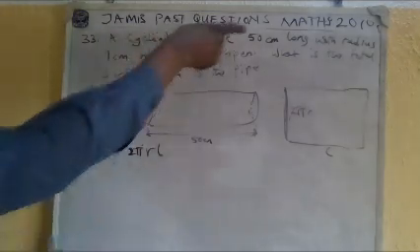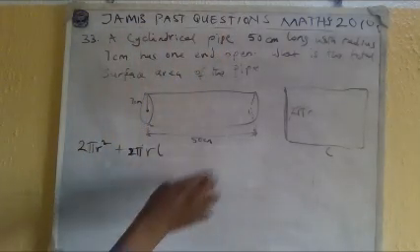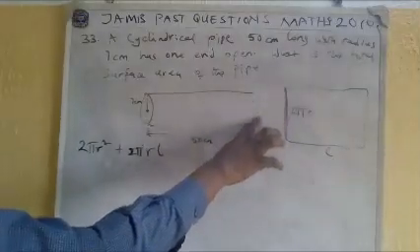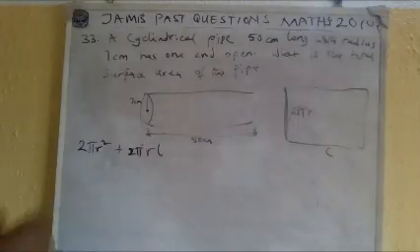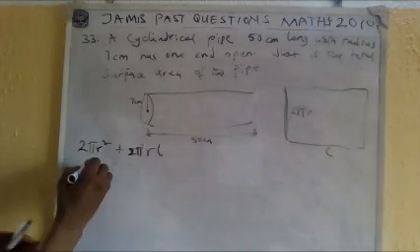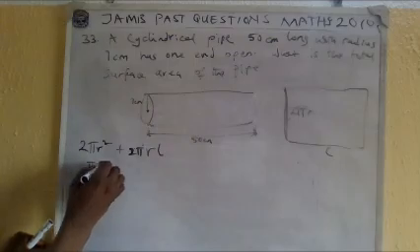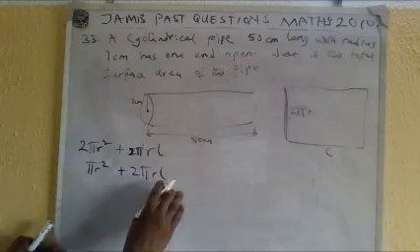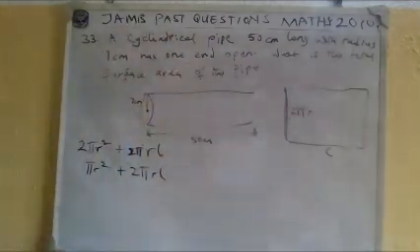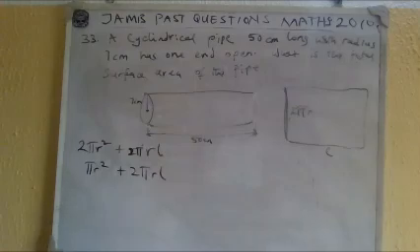But this is our cylinder that they gave us, and they say one end is open. That means this one is open. I don't have anything here, so I'm not finding any area here. So these two will disappear. It's only one of it I'm considering, plus 2 pi r L. So this is the formula of what we're going to do here. That's why you have to know all these things from basic principle, from foundation.